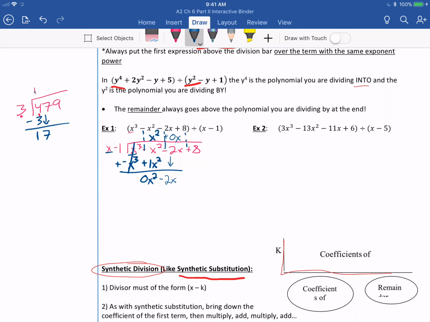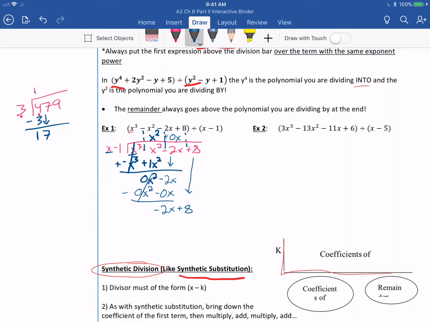Because if I multiply 0x by x, I get 0x squared minus 0x. Okay, this one's kind of nice as we go down through here because I get a couple zeros. If I subtract these guys straight down, obviously those guys are going to cancel out. I'm going to be left with negative 2x, and then I have to bring down this 8, so negative 2x plus 8.